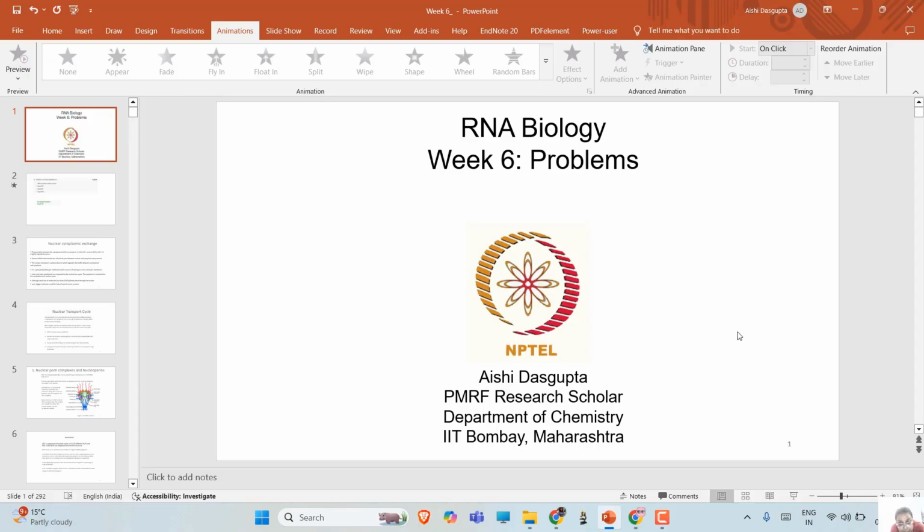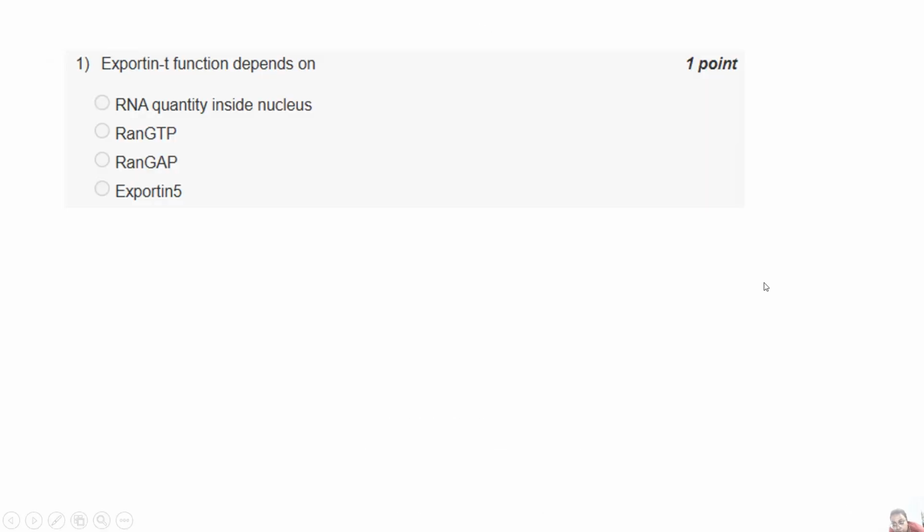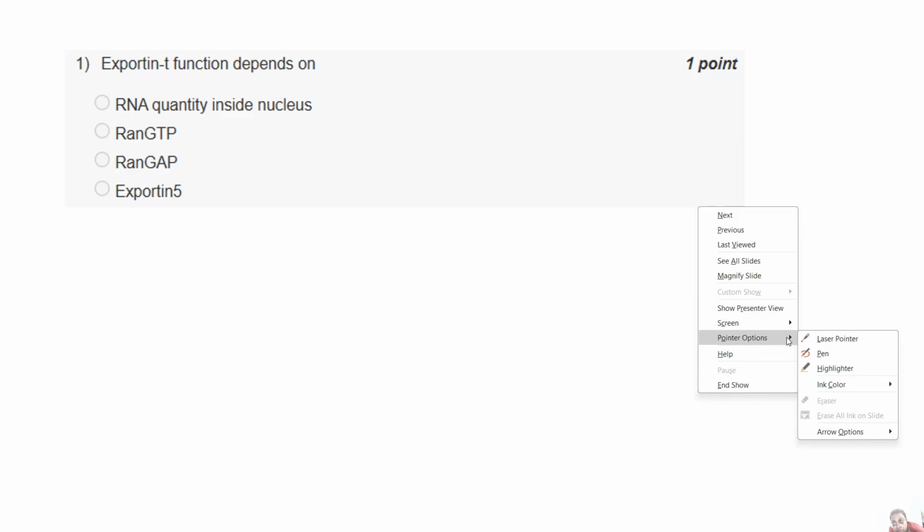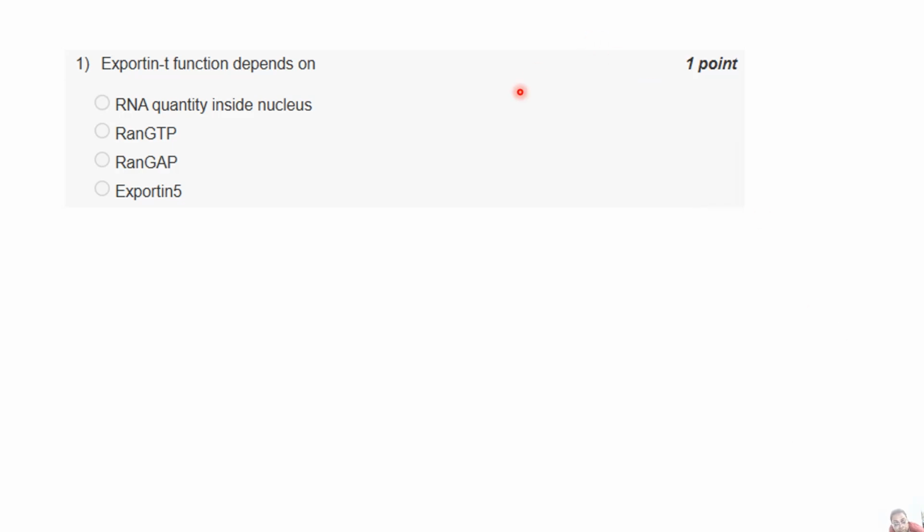So we'll start with the first question for today. Let me put this on slideshow. The first question for today is: exportin-T function depends on, and these are the four options: RNA quantity inside nucleus, RAN GTP, RAN GAP, or exportin 5. Before we move on to discussing the question and the concept behind it, I'll give you 2-3 minutes to ponder upon it, and if you can answer, that's great. Then we'll move on to the question.